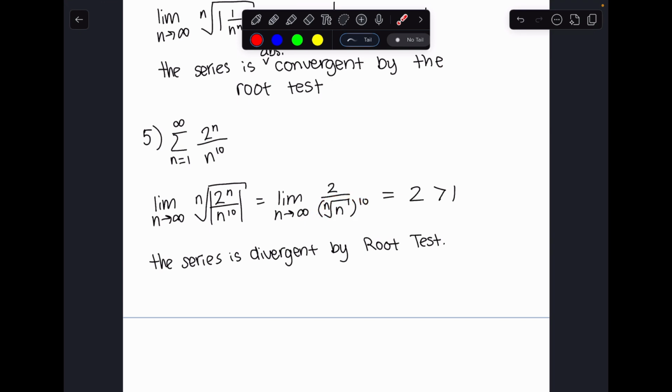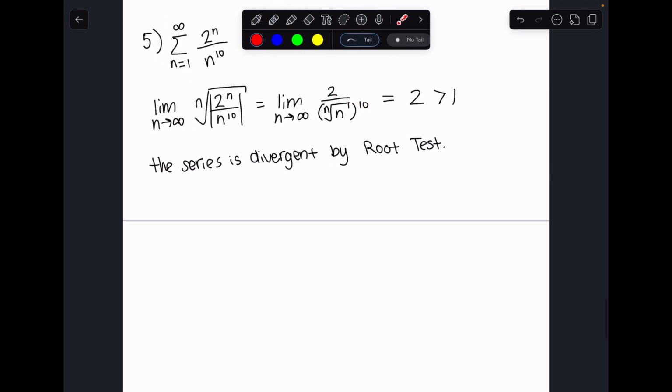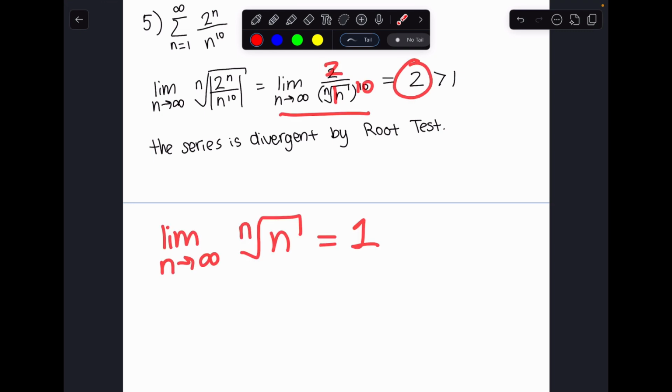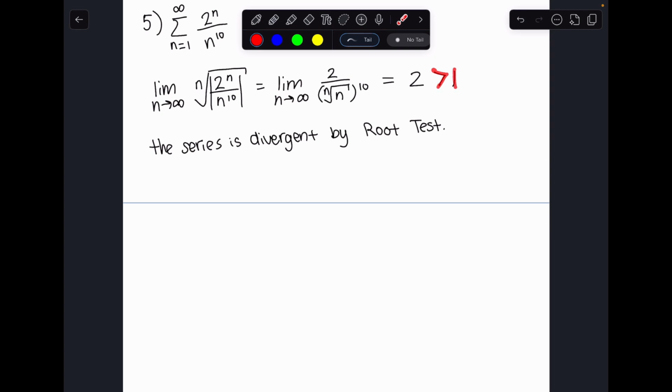And just FYI, if I take the limit as n goes to infinity of the nth root of n, this actually ends up being a 1. So this whole limit ends up being in the form 2 over 1 to the 10, which is just a 2. Which is greater than 1, which tells us the series is divergent by root test.